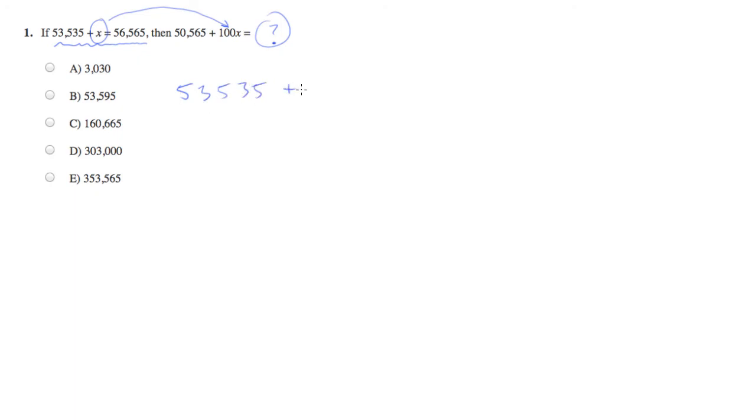53,535 plus x equals 56,565, we're going to solve this by subtracting 53,535 from both sides. And x will then be equal to the result.